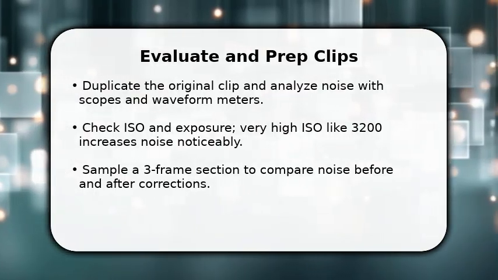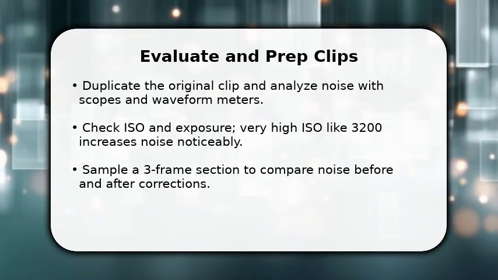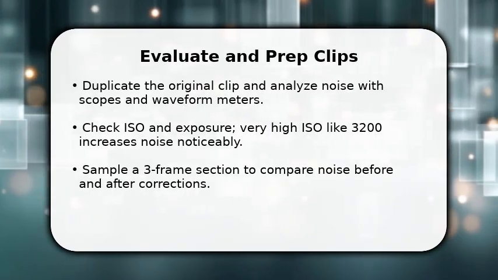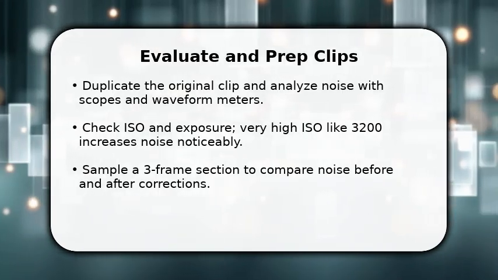High ISO such as 3200 usually causes more grain. Play a 3-frame sample to establish a noise baseline for comparison. Stabilize any heavy motion before denoising to avoid temporal smearing.